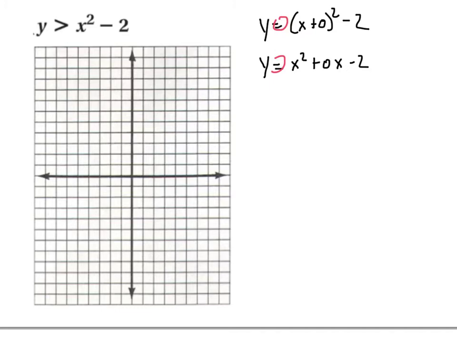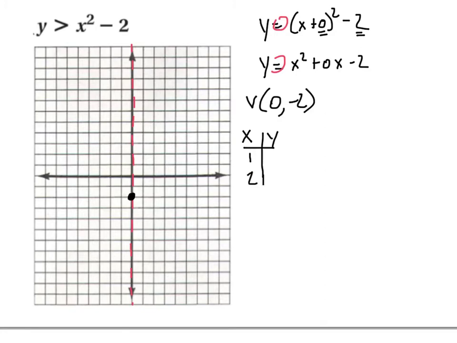So, where's our vertex here? 0, negative 2. So that means our axis of symmetry is x equals 0, or just the y-axis. And our vertex is at 0, negative 2. So we need 2 points on one side to graph this. So let's pick x values of what? 1 and 2. Yep.